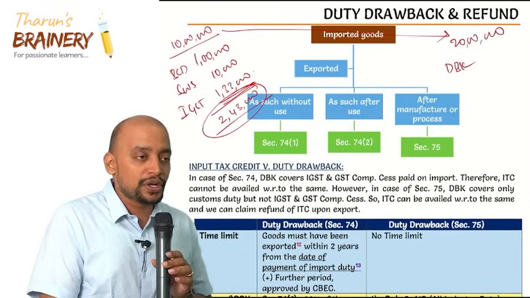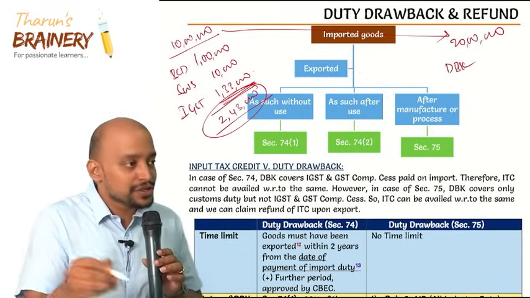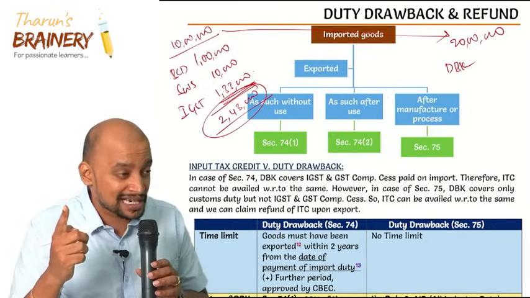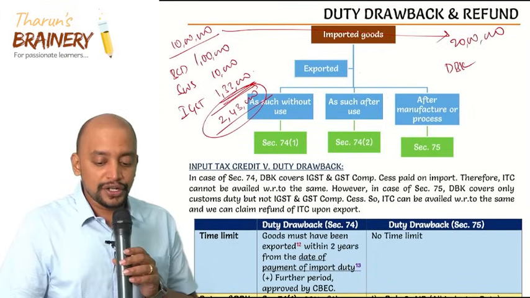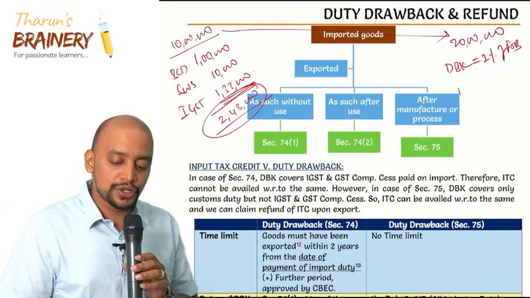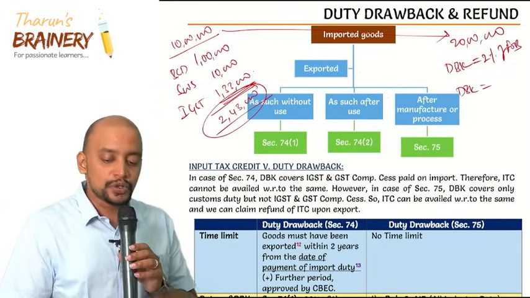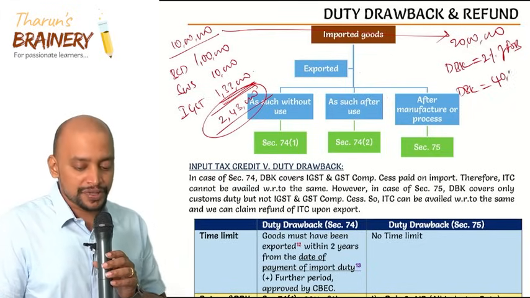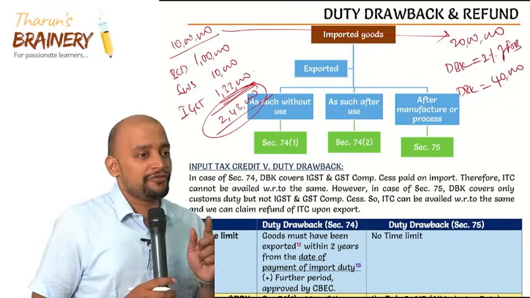Okay, imported goods converted into finished goods and you are exporting that. Now automatically you will get benefit under which section? 75. And the duty drawback is 2% of FOB. Means how much duty drawback you will be getting? 2% of 20 lakhs is what? 40,000. So you will get a duty drawback of 40,000.